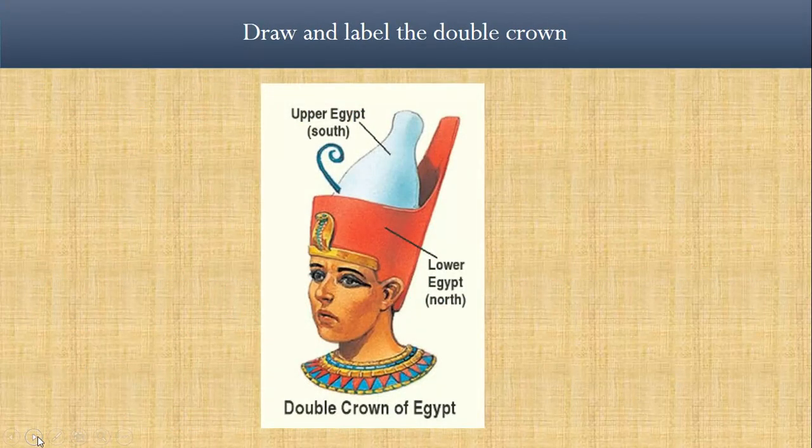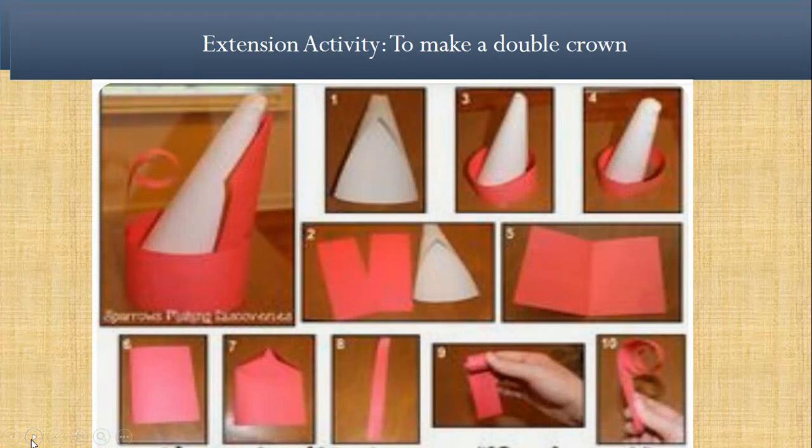Now, here's a bigger picture of the double crown, so you can stop the video here to have a look. And this is an extension activity to make a double crown. And I just want to apologise if it's a bit blurred already. So here they've got a rectangle piece of paper and they folded it at one end. Here, number 2, 2 pieces of red rectangular paper they've cut in half here, and they've used it to cover around the base. Here, I think they folded the top in.